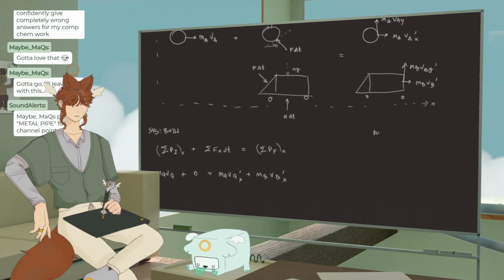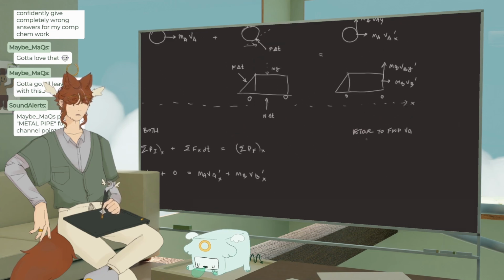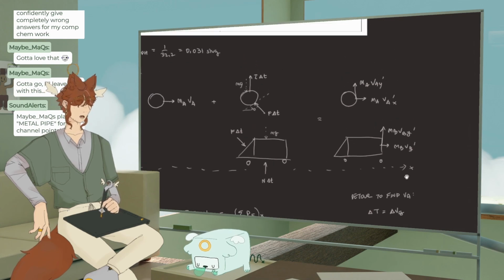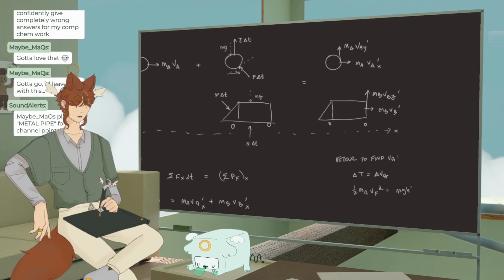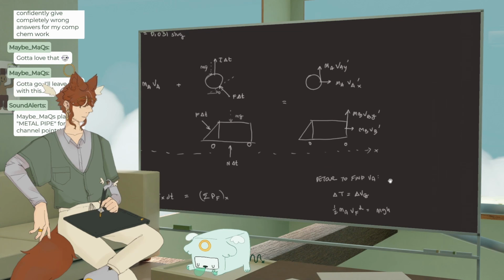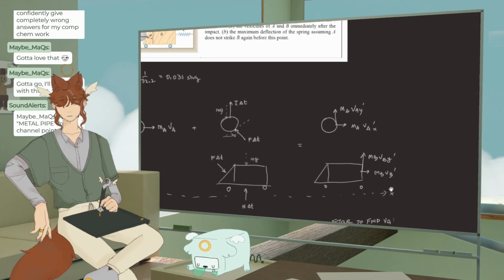So, detour to find VA. Again, with the boring gravitational change is the change in that. So I'm just going to hop to it. 1/2 M A V F squared equals M G H. We know that the other two are going to be 0.